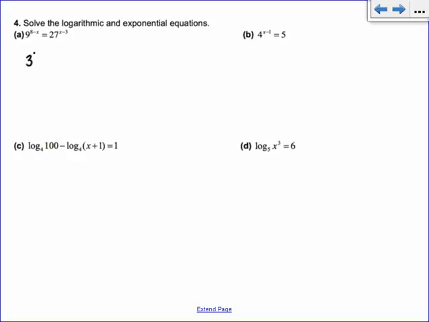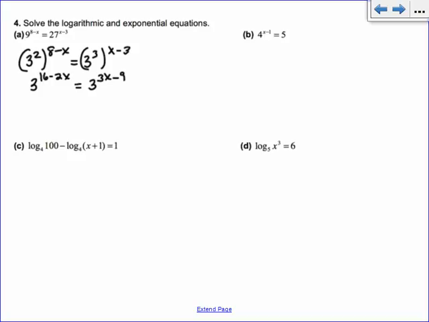So we're going to do 3 squared to the 8 minus x equals 3 cubed to the x minus 3. If you can do that, always go that route. It is much easier than taking the log. So we're going to have 3 to the 16 minus 2x equals 3 to the 3x minus 9.